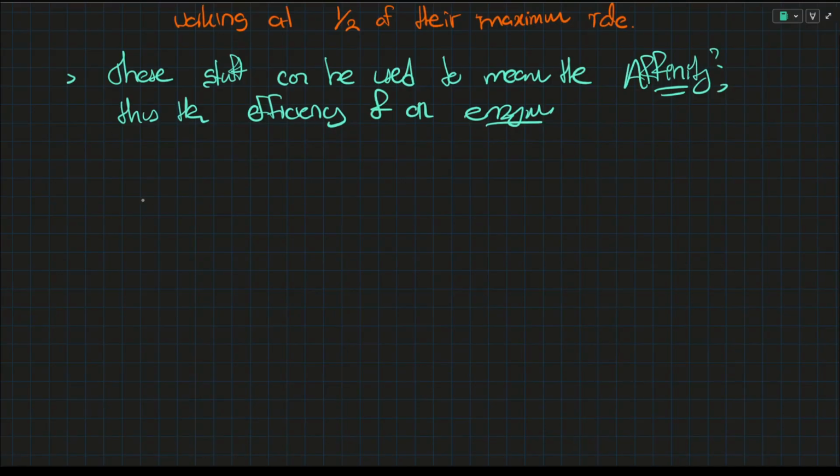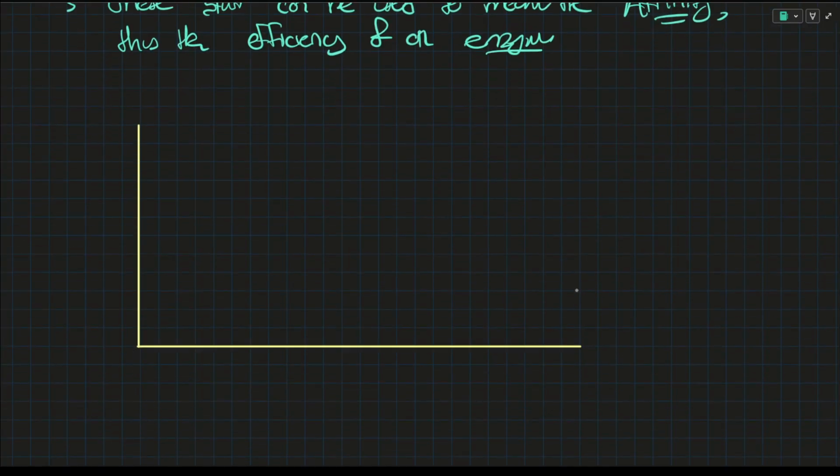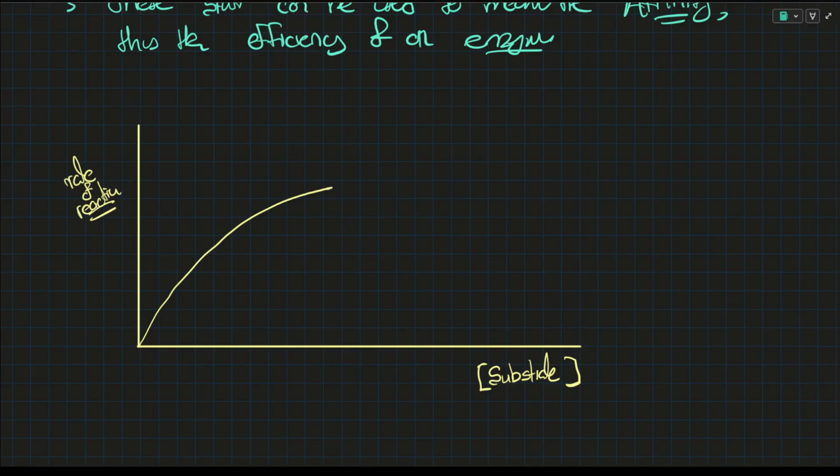Of course it's quantitative, hence a graph can be produced. On the x-axis, substrate concentration will be plotted, substrate square bracket, substrate concentration meaning, and of course rate of reaction. Like so. And let's take a simple reaction, like that. It plateaus.